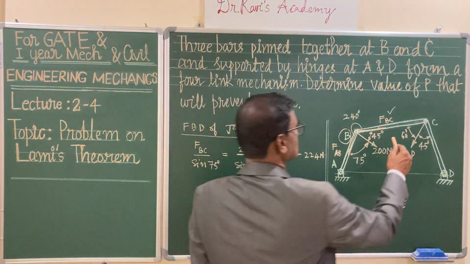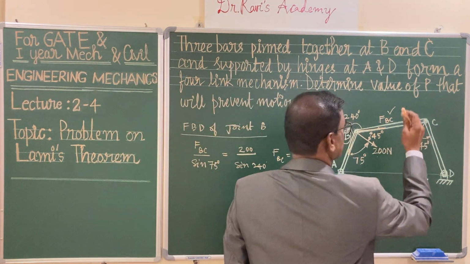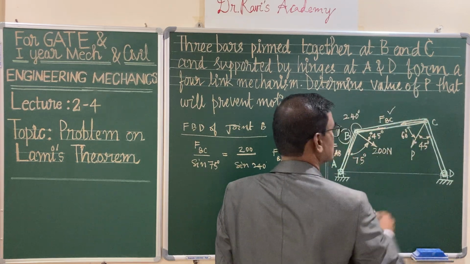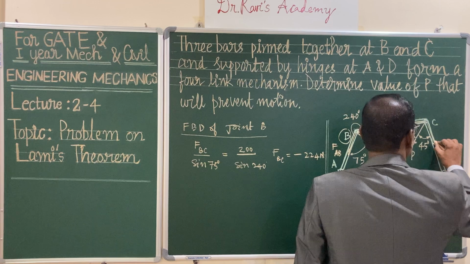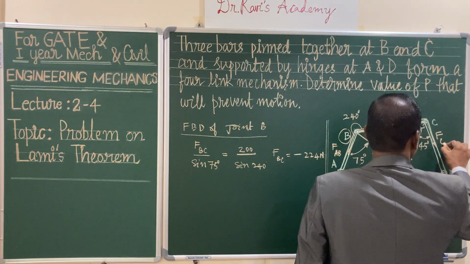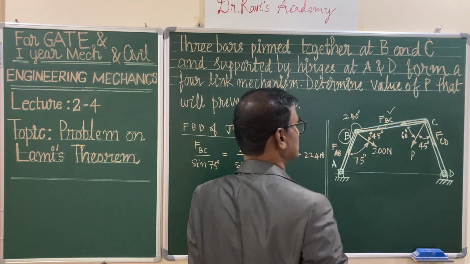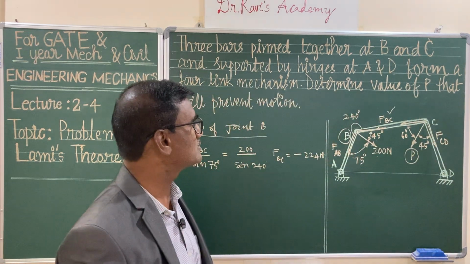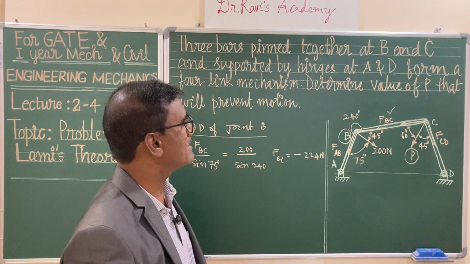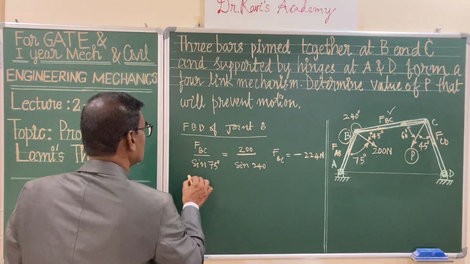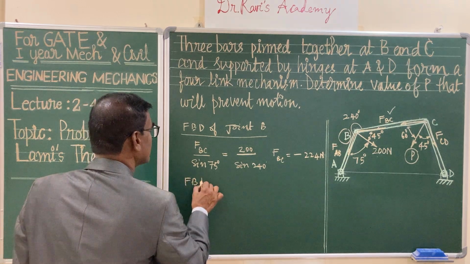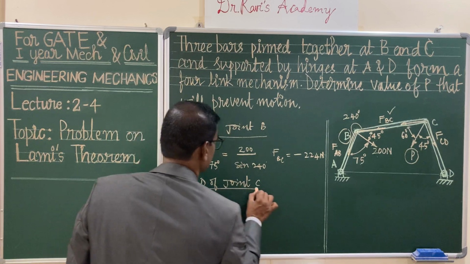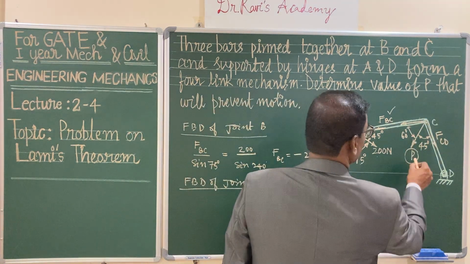And let us draw the free body diagram of joint C. In this, you can represent this force FBC away from the joint. Similarly, the force in member CD, and of course P is there. So you want to calculate this particular force P. In order to calculate force P, let us again apply Lami's theorem. So it is a free body diagram of joint C. So this is the joint.